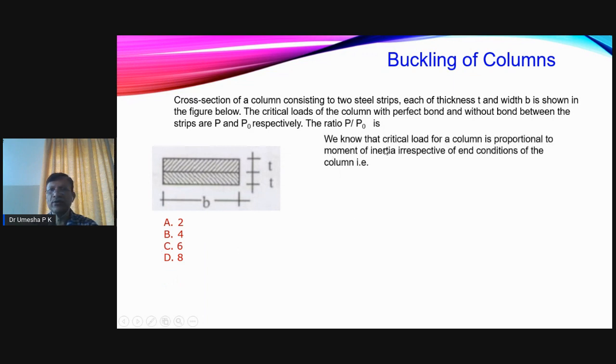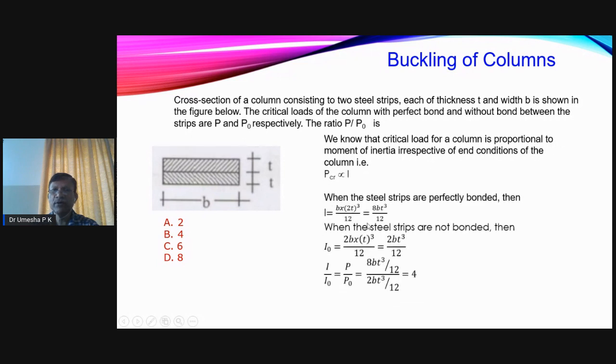So we know that the critical load is proportional to the moment of inertia. What is the formula for the critical load? That is pi square EI by L square. So it will be proportional to the moment of inertia, irrespective of the end condition and the length of the column. So this is the formula. When the steel strips are perfectly bonded, then the thickness will be 2T. So the moment of inertia is equal to B times thickness cube divided by 12.